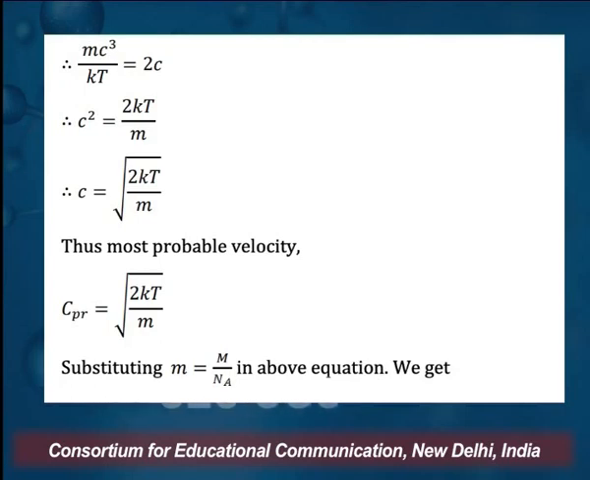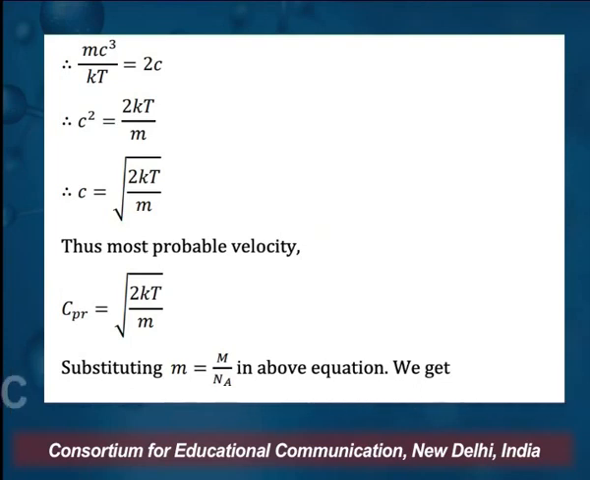This means mc cube by kt is equal to 2c, or c square is equal to 2kT by m. Therefore, c becomes root of 2kT by m. This is the most probable velocity. 2 is a constant, k, the Boltzmann constant, is a constant, T is the absolute temperature, m is the mass of single gas molecules.